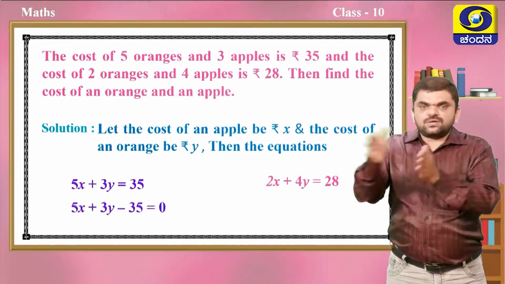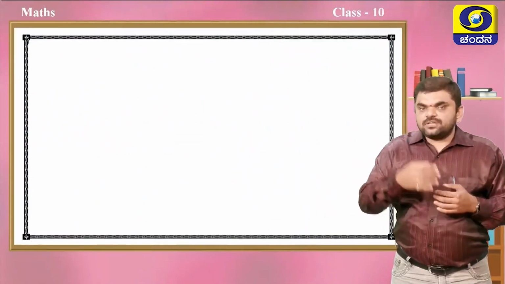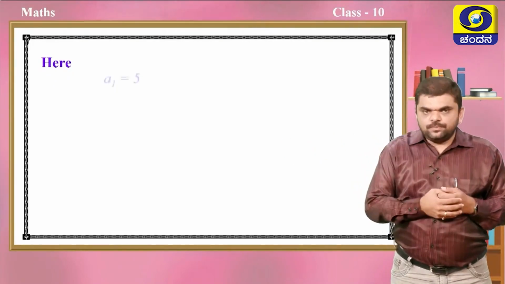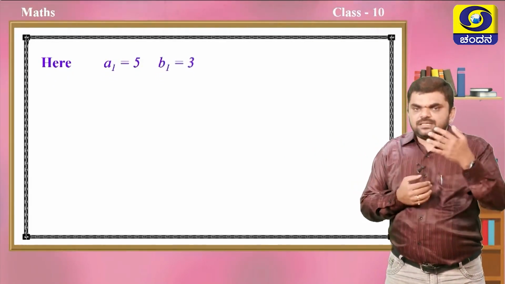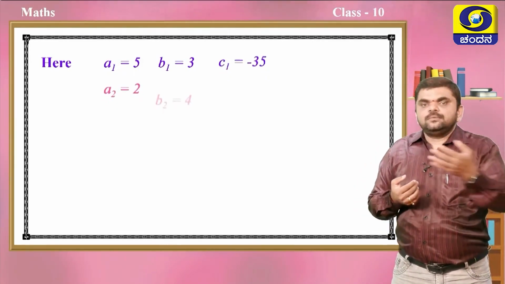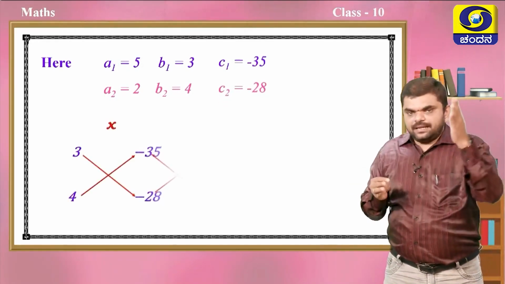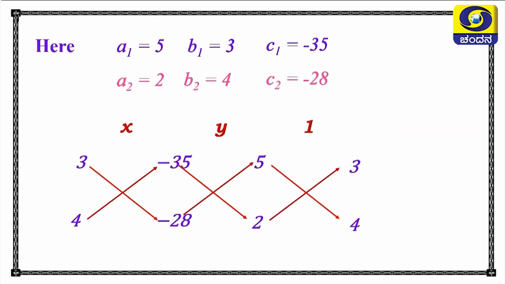So now we have to solve these two equations, writing them in the standard form, that is 5x plus 3y minus 35 is equal to 0, and 2x plus 4y minus 28 is equal to 0. Now find out the values of a1, a2, b1, b2, c1, c2. So a1 is equal to 5, b1 is equal to 3 and c1 is equal to minus 35. Here a2 is equal to 2, b2 is equal to 4, c2 is equal to minus 28. Now recall that formula and substitute the values of a1, a2, b1, b2, c1, c2 again.